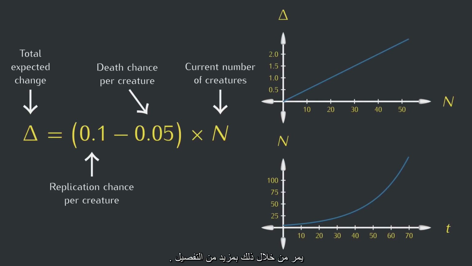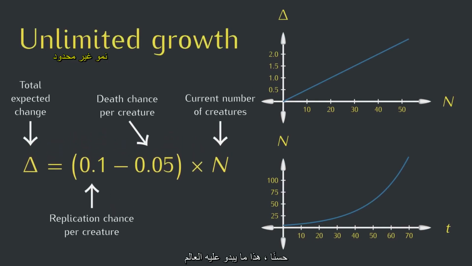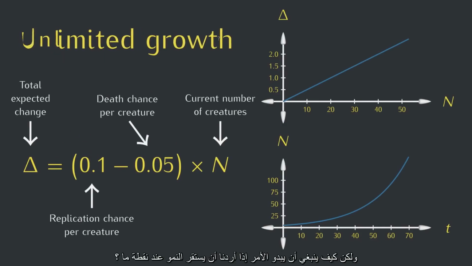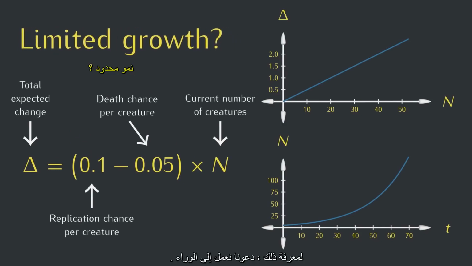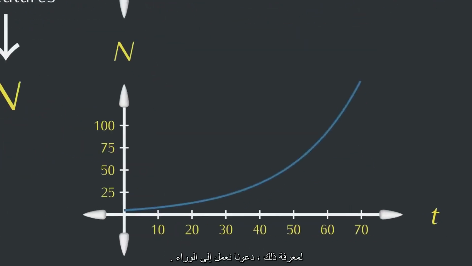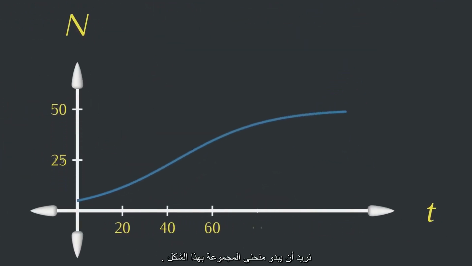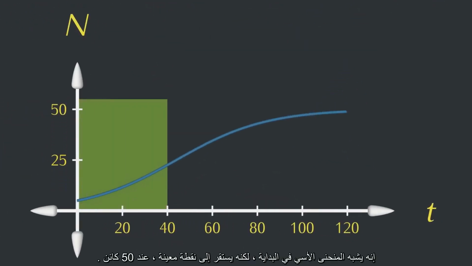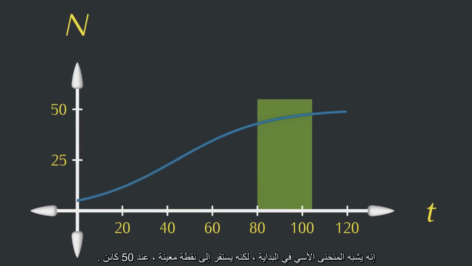Okay, so that's what the world looks like when growth is completely unchecked, but what should it look like if we want growth to level off at some point? To figure this out, let's work backward. We want the population curve to look something like this. It's like an exponential curve toward the beginning, but it levels out at a certain point, at 50 creatures.